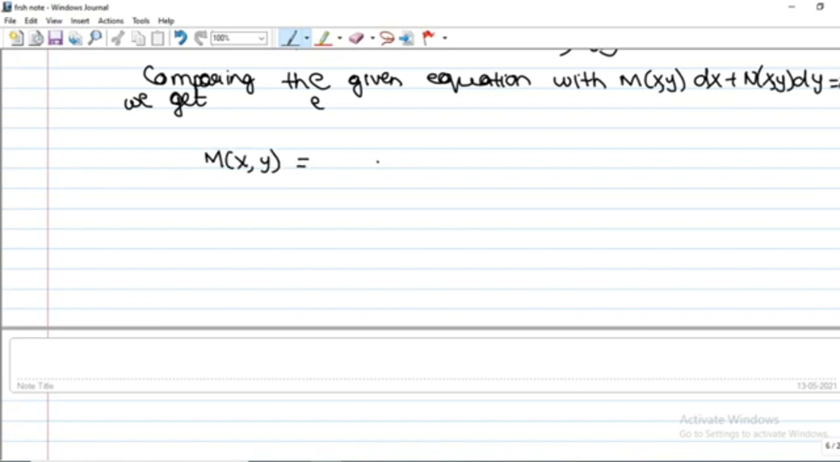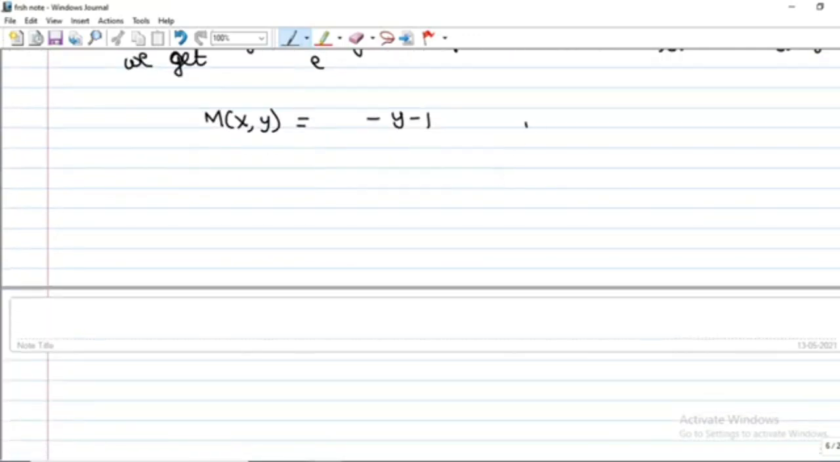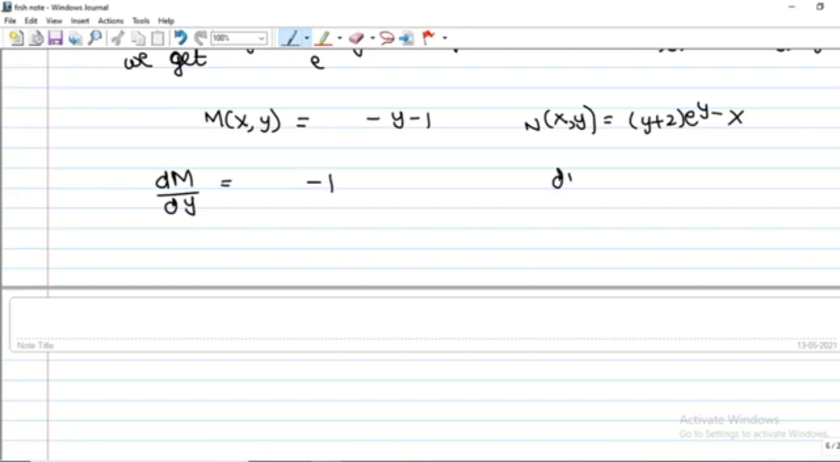What is M of x comma y? It is nothing but minus y minus 1. While N of x comma y is y plus 2 e power y minus x. Now to check whether it is an exact differential equation or not, you have to just differentiate: dou M by dou y will be minus 1. Similarly, dou N by dou x will be nothing but minus 1. Therefore, dou M by dou y is equal to dou N by dou x.